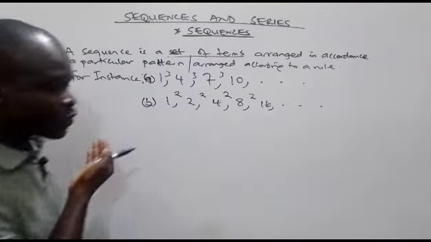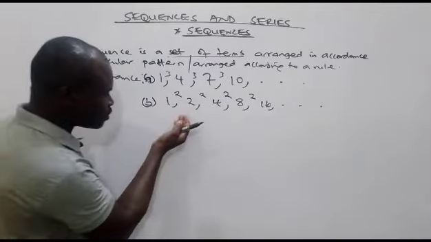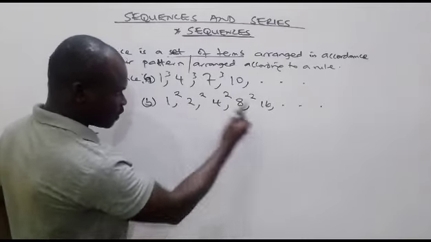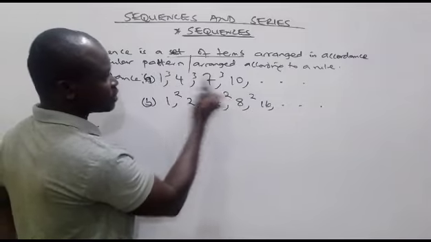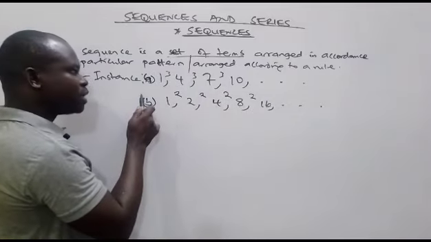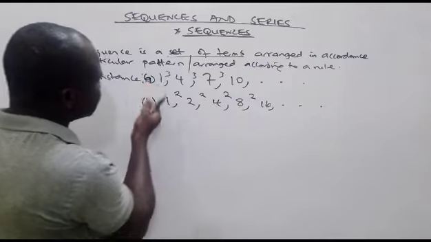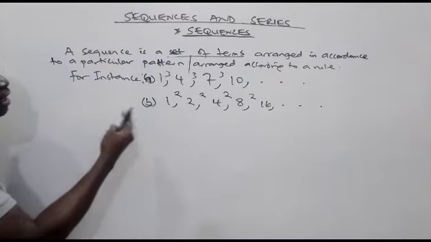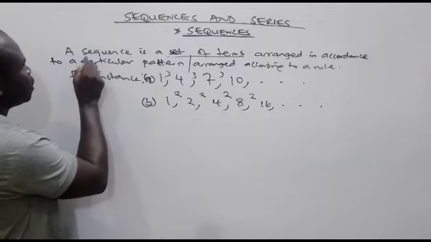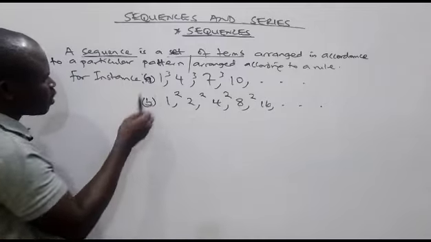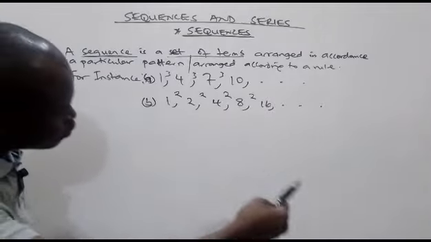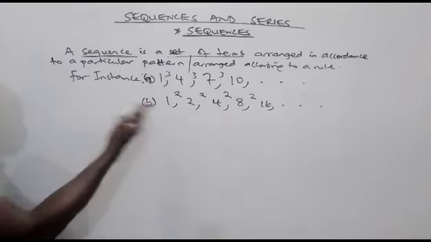You realize that they have a particular pattern. But in this case we are talking about division, so it's a ratio. This is the form of a ratio. Here is a difference. So these two examples on the board are examples of a sequence because they have a particular pattern according to a rule. There's a rule that governs all this pattern.